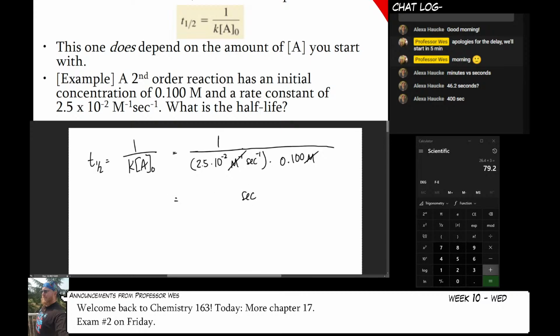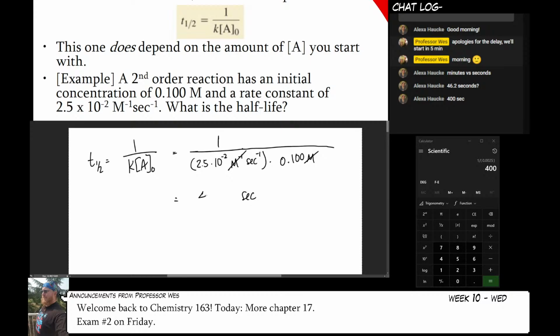So we're going to go 2.5 times 10 to the minus 2 times 0.1. So this is what's on the bottom of the fraction. I'm going to just do 1 divided by that. I got 400.